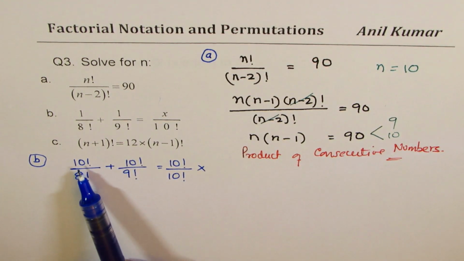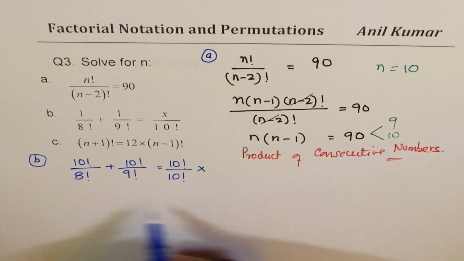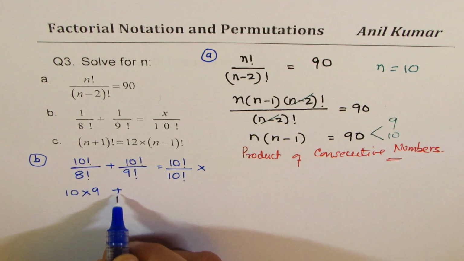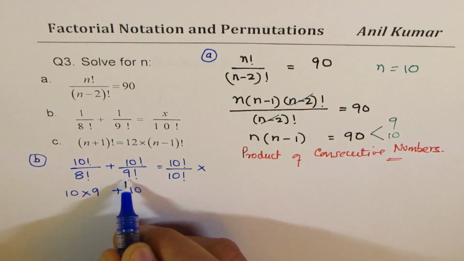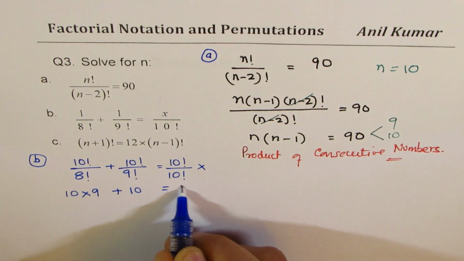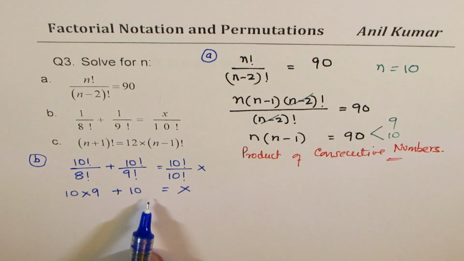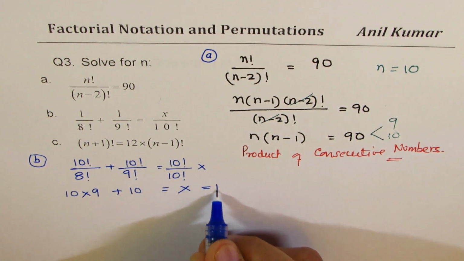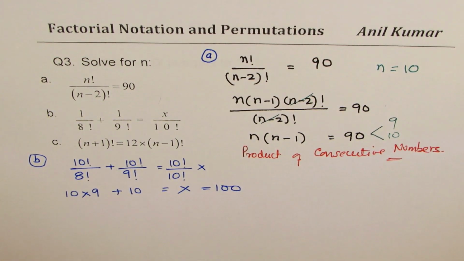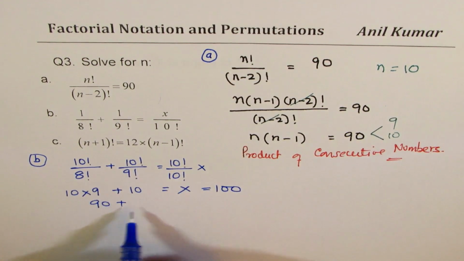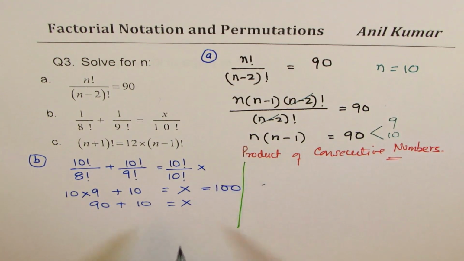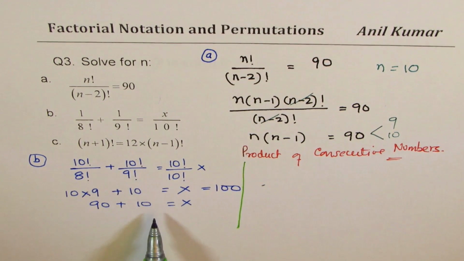And on the left side, it is 10 times, I could write this as 10 times 9, is it okay? Plus, this is just 10, 9 factorial cancel away, and we have this is equal to x. I hope that point is very clear. And that means what? 90 plus 10, which is 100. So we get our answer as 100. Is that clear to you? So this is 90 plus 10 equals x, and we get our answer as 100. Perfect. So I hope that is clear. So that is how you're going to solve it.